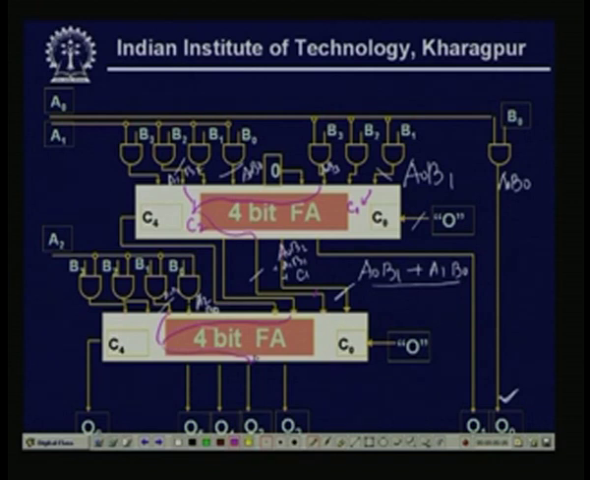Now, what we want to show or study from this circuit is that we are actually designing a multiplier, with a 4 bit multiplicand and a 3 bit multiplier. To do that, we are using some AND gates, some basic gates, and 2 4 bit full adders.